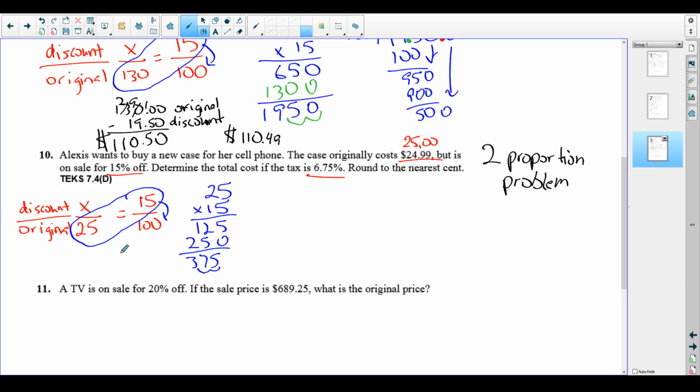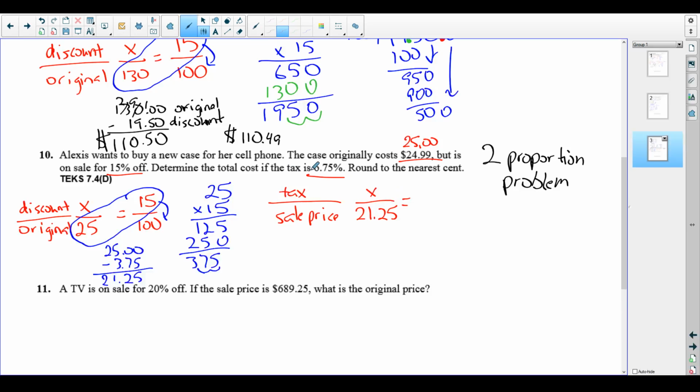So our discount is $3.75 from our original price of $25. So we're going to subtract. This is going to be $21.25. So that's our sale price. So when we write our second proportion, it's not the original price anymore. Now it's the sale price, and we need to calculate the tax. Okay, so it's not 25, it's 21.25.